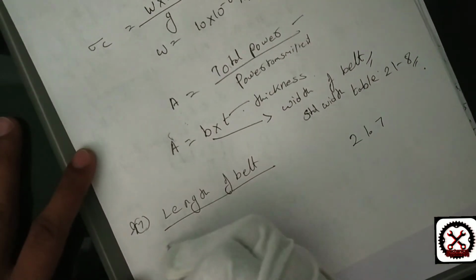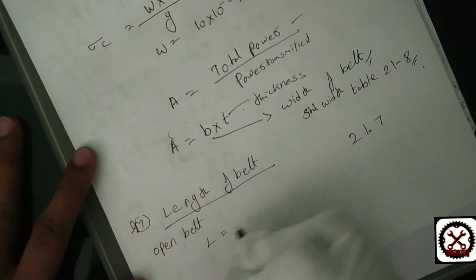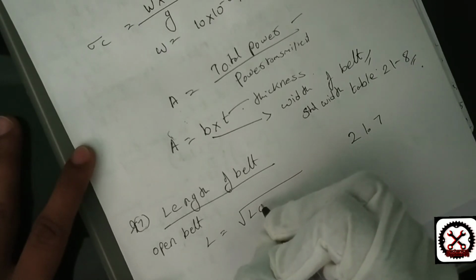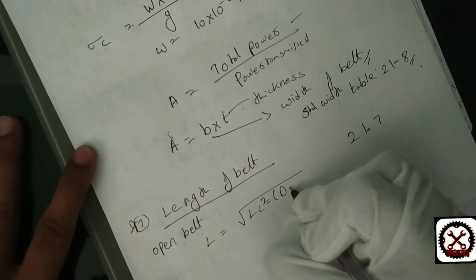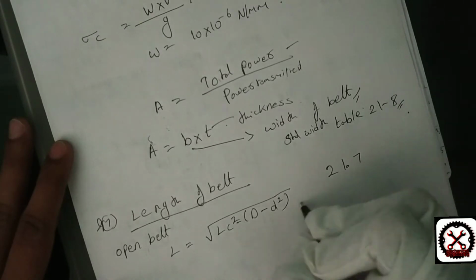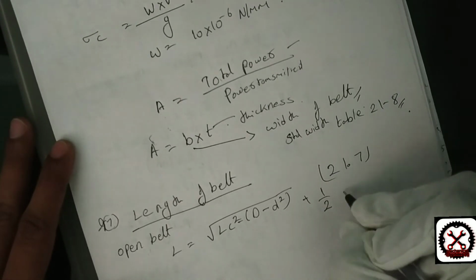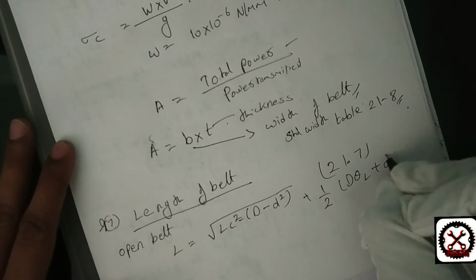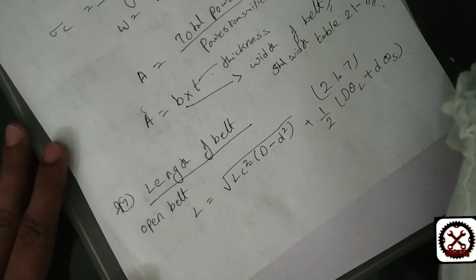L equal to, for open belt, L equal to root of 4C square minus (bigger dia minus smaller dia) squared, plus 1/2 (D theta L plus d theta S). This is for open belt.